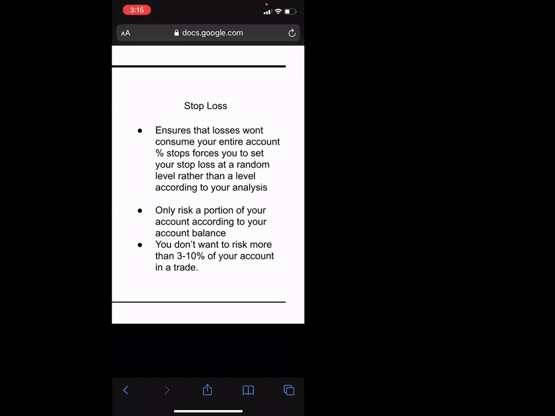Only risk a portion of your account according to your account balance. That goes back to that chart we were looking at, which had the different account balances and told you what lot size to use based on your account size. And then last thing, you don't want to risk more than 3 to 10% of your account in a trade.